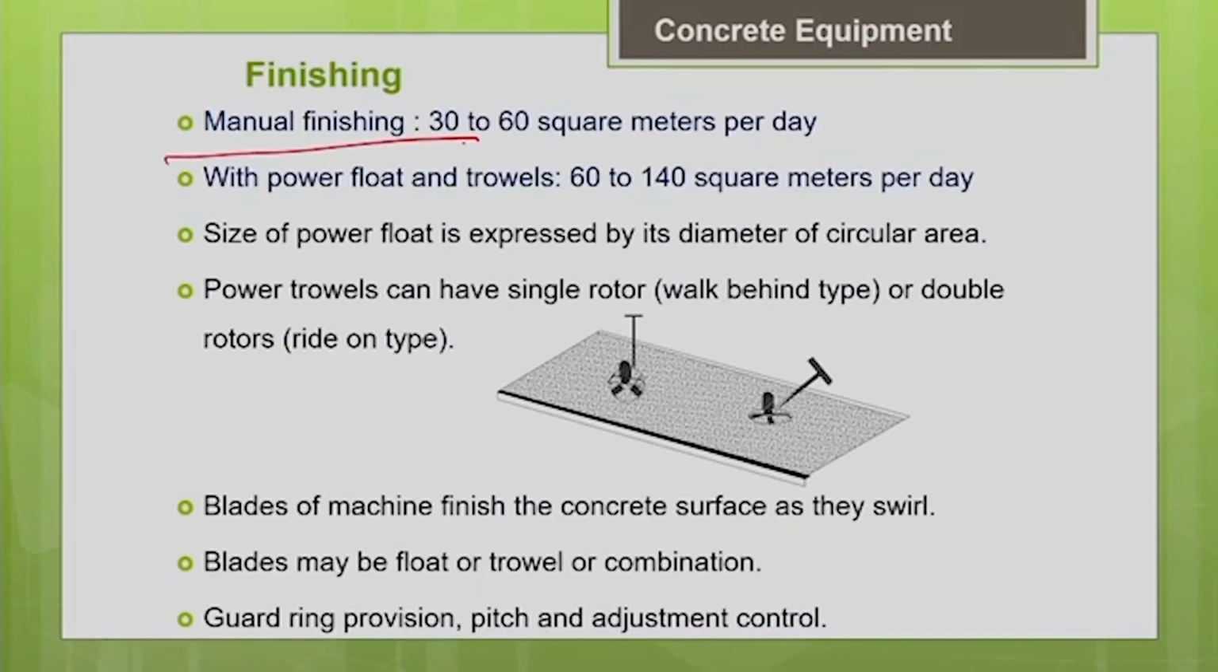So, when you compare the productivity of manual finishing with simple tools, the finishing productivity ranges from 30 to 60 square meters per day. But with a power float and trowels, you can go even up to 140 square meters per day. So, you can have a very high productivity using the power trowels and power floats, and also a very consistent, good surface texture when compared to manual finishing.